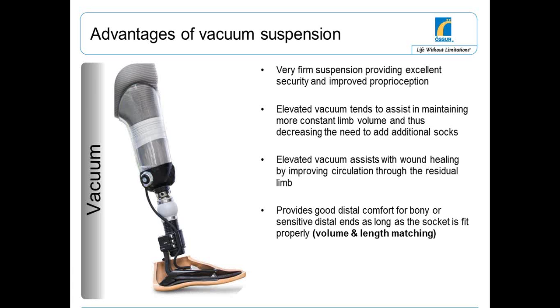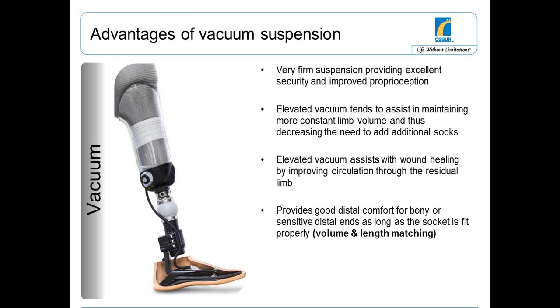So we'll just go through, just to start out, what the advantages of vacuum suspension are from what we've seen with the prosthetic field over the last several years. We know that vacuum creates a very firm suspension for individuals, creating excellent security, improved proprioception and control of the prosthesis. It also tends to assist in maintaining more constant limb volume, which most users subjectively report that they have decreased or eliminated the need to add socks throughout the day. So maintaining that constant limb volume helps maintain that good control and really good comfort in the socket.